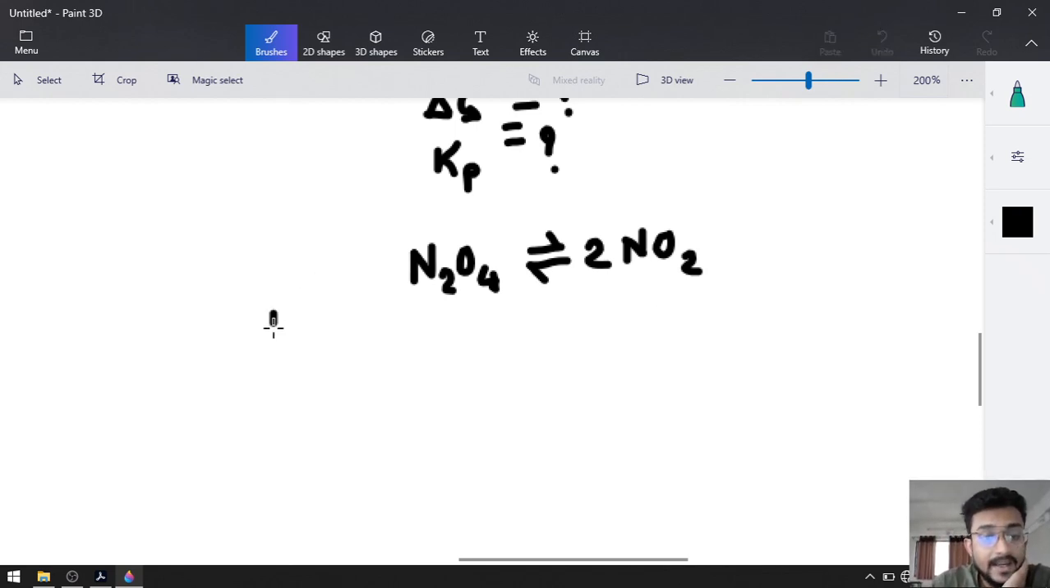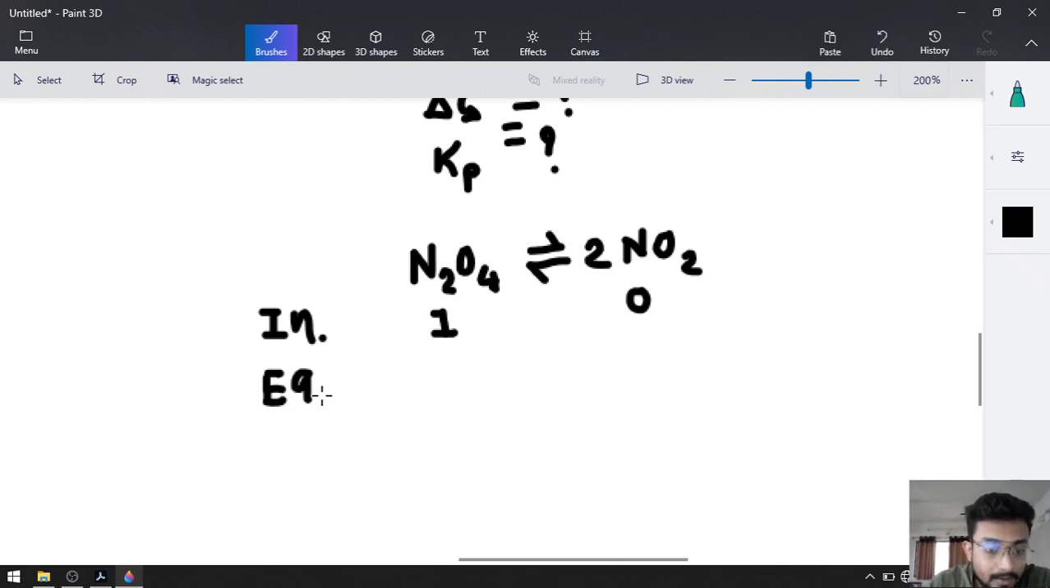Now, at initial stage, only reagent will be there. Here 1 mole of reagent is there, and at initial stage T equal to 0, there will be no product because we have just started the reaction. That's why product will be 0. Now at equilibrium 50% dissociation occurs. 50% of the 1 will be 0.5, half of the 1. So remaining mole of N2O4 will be 0.5.